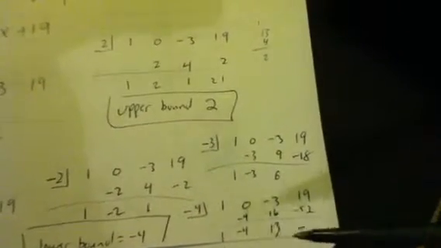And I know I ran out of room. I tried negative 3: positive, negative, positive. I see that's still positive, so that's no good. So I try negative 4. Positive, negative, positive. I don't even care what that number is. I just know that 19 minus 52 is going to give me a negative, so I know negative 4 is my lower bound.